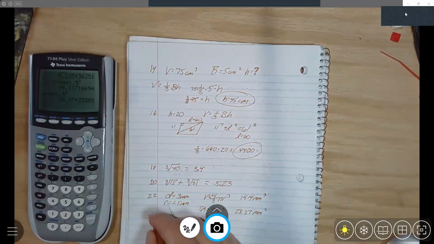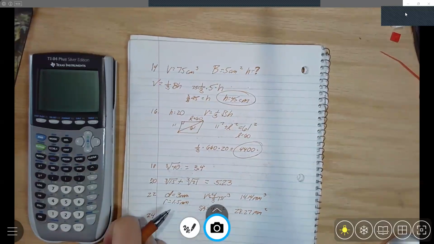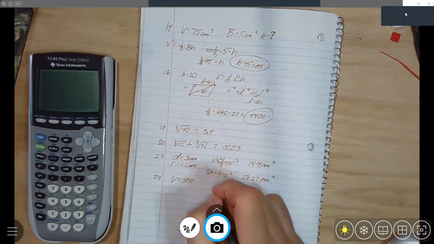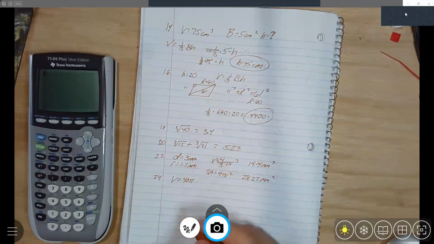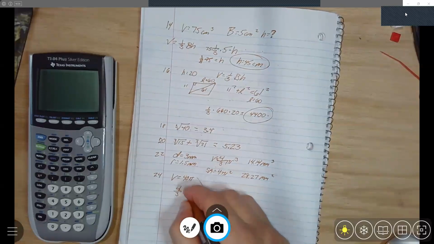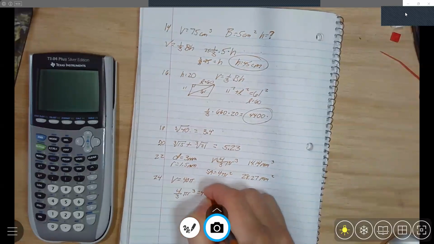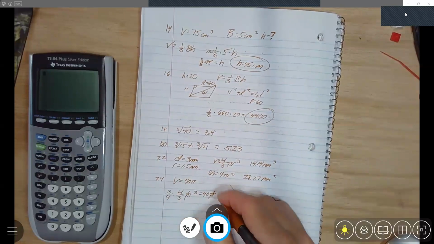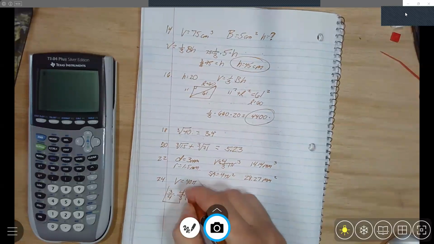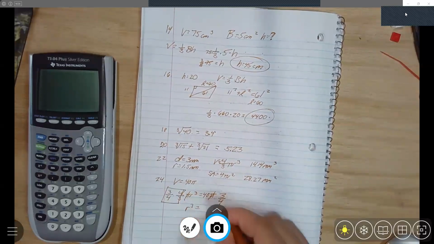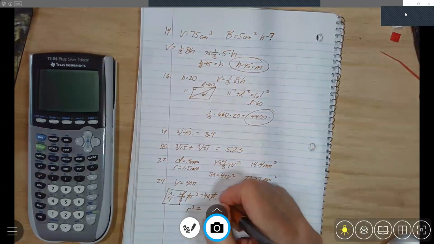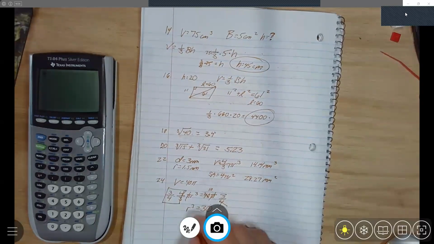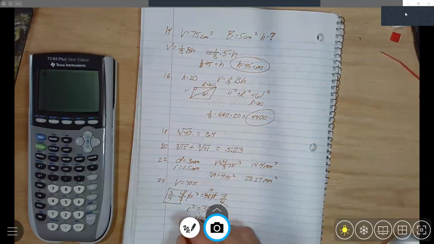All right, 24. A sphere has a volume of 40 pi. What is its surface area? So we've got to work backwards to find the radius. So 4/3 pi r cubed equals 40 pi. So the pi's will cancel. Multiply both sides by 3/4. So this right here will give you 1, and 1 times r cubed is r cubed. Over here, 40 times 3/4 is, 40 divided by 4 is 10, and 10 times 3 is 30. So you're going to get the cube root of 30 is your radius.